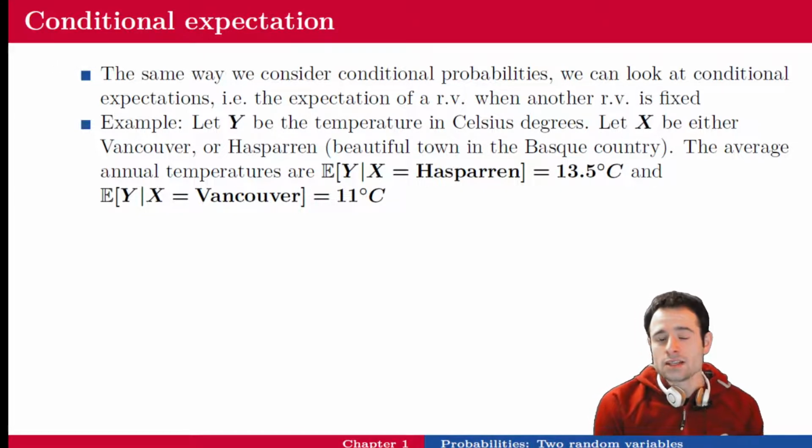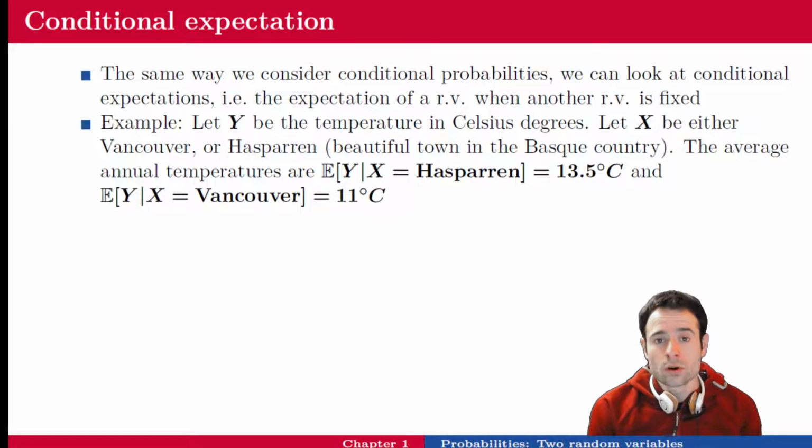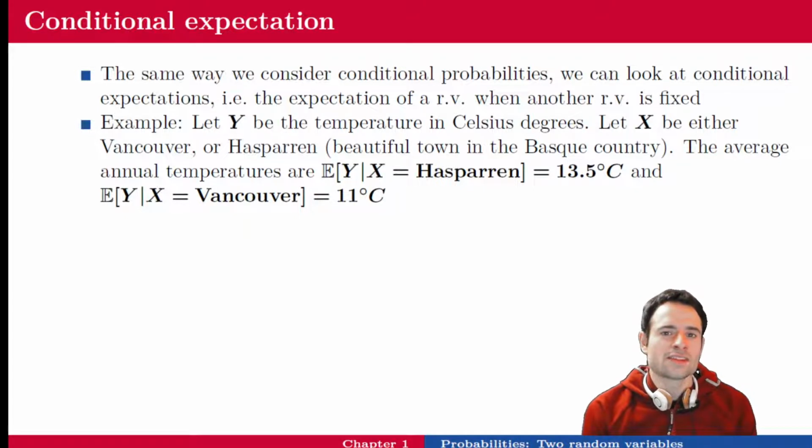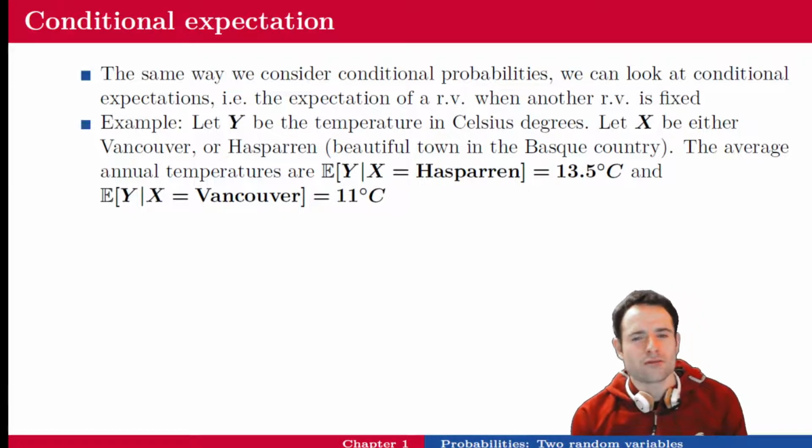Note that the average temperature will not be the same if I am looking at Asparin or Paris or Vancouver or Montreal or Toronto. So the average is not the same everywhere. So in this sense, the average is also kind of random.